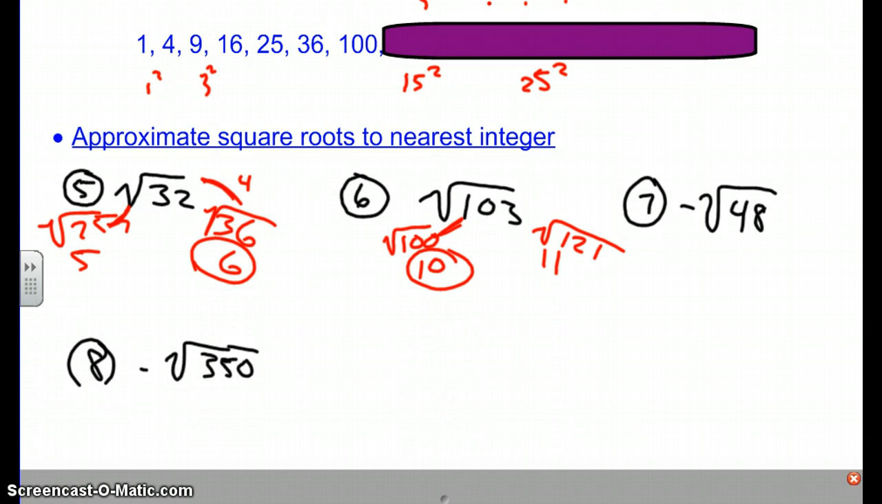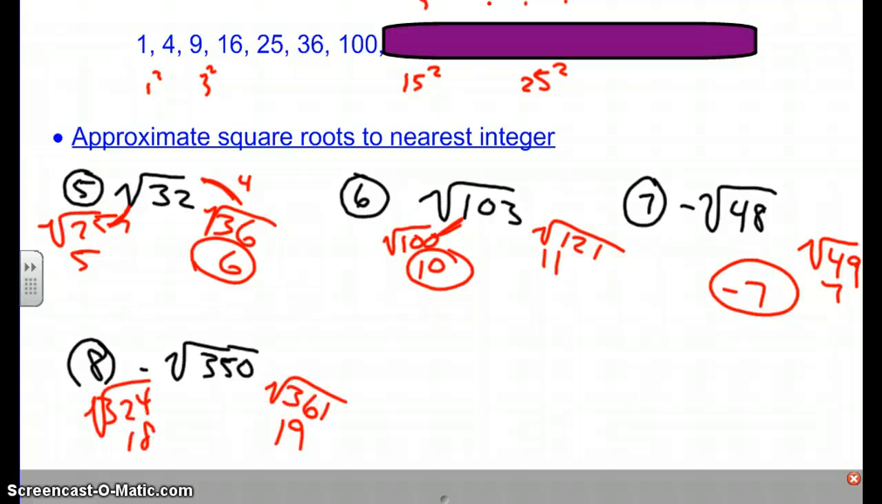Okay, what perfect square is 48 closest to? Alana? Because it's really close to 49, right? So she says it's close to 7. So what would your answer be here? What integer is this closest to? You can't just say 7 because there's something going on here that's a little different. Very good, negative 7. Okay, good. And then we have one other here, it's negative square root of 350.